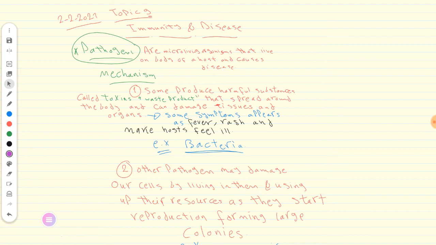But this phrase "on the body of the host" doesn't mean the pathogen must live on the host's body. No, some pathogens live inside the body of the host, but this phrase means the pathogen depends on the host's body to feed.